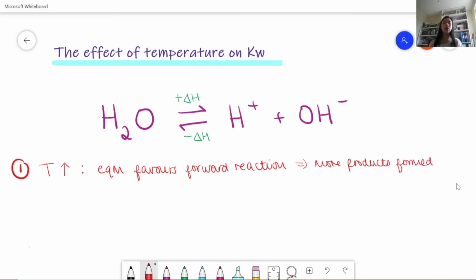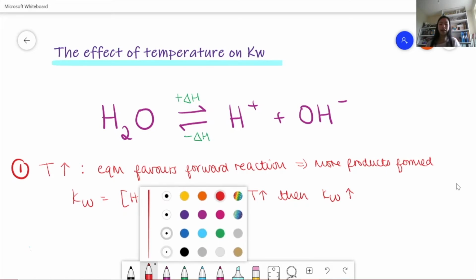Thinking back to our equation for Kw, we have Kw is equal to the concentration of H+ ions multiplied by the concentration of OH- ions. If we've got more of these products, that means that our value of Kw will be a lot bigger. So in conclusion, if we increase the temperature, then Kw will also increase.